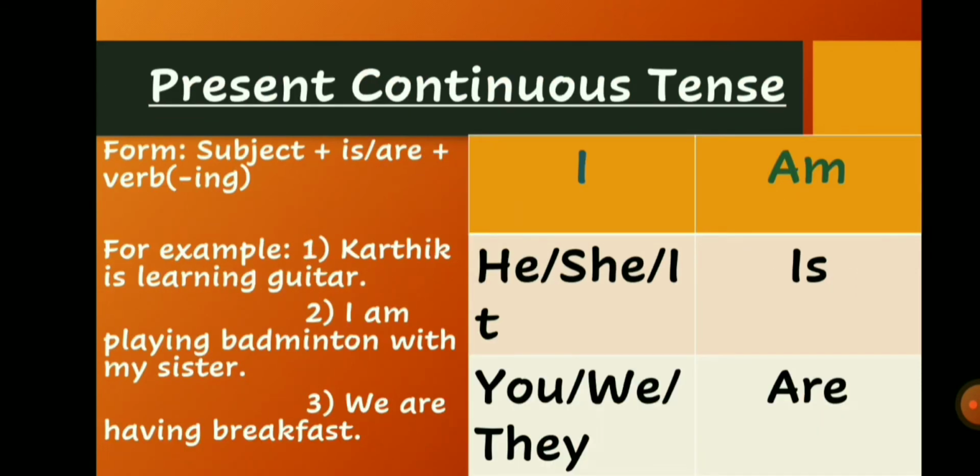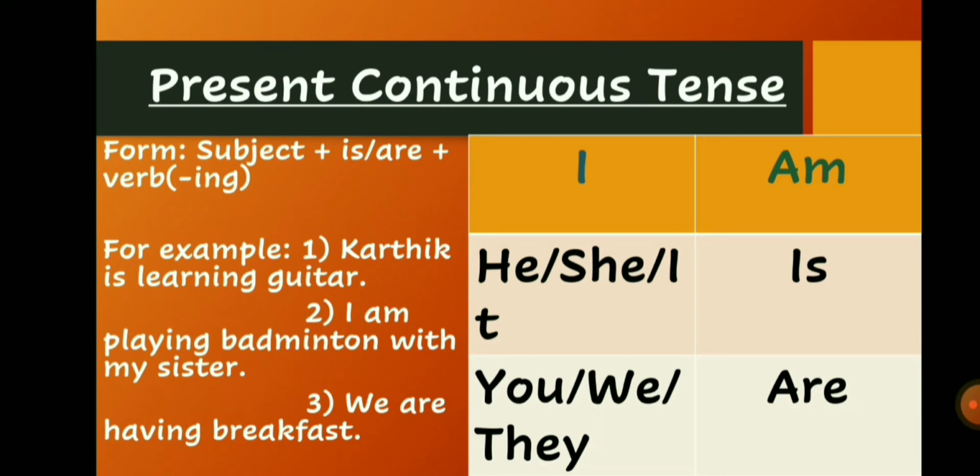Now let us see the second type, that is present continuous tense. In present continuous tense, we have subject plus is, am or are plus the verb in ing form. Whenever it is continuous, students understand that the verb will be in the ing form. So for example, Karthik is learning guitar. Here in this sentence we can see that Karthik is a subject and is learning is a present continuous tense.